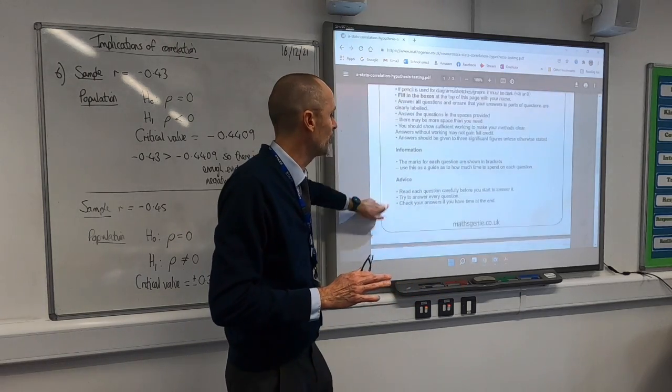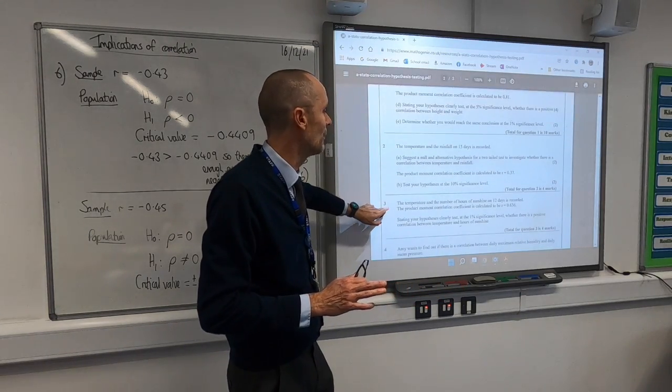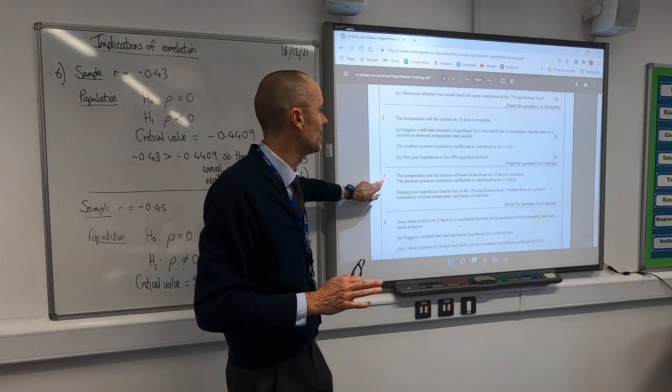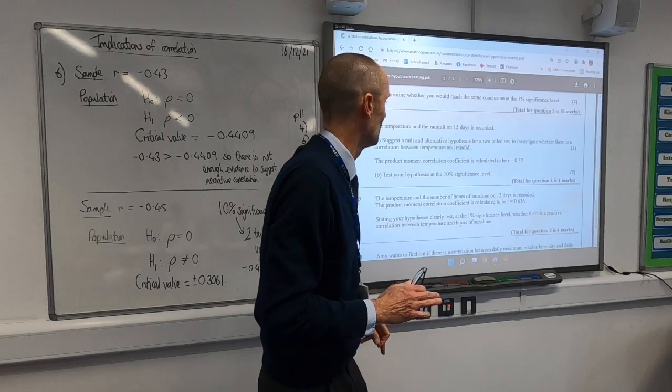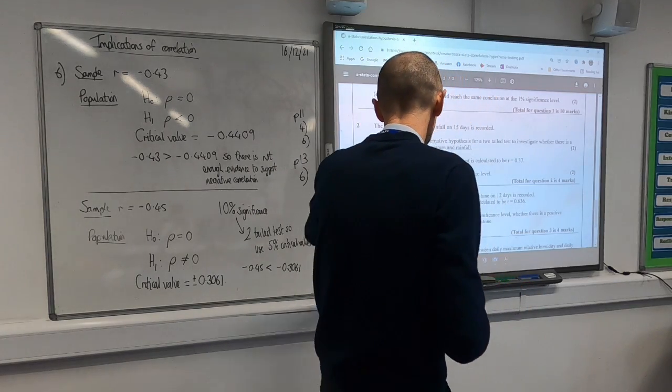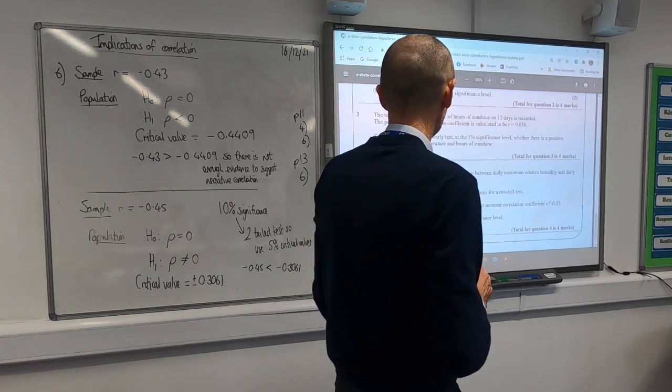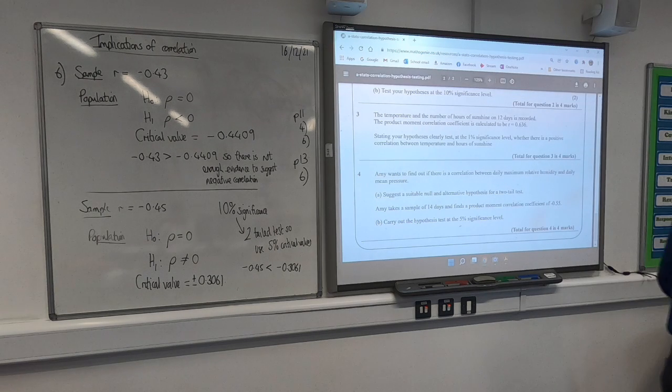So just to finish off this correlation testing thing, have a go at question two. See if you can do question two. It tells you it's a two-tailed test. Okay, let's do number three, where you've got to work out whether it's a two-tailed or a one-tailed. Let's do number three, and that would be us done.